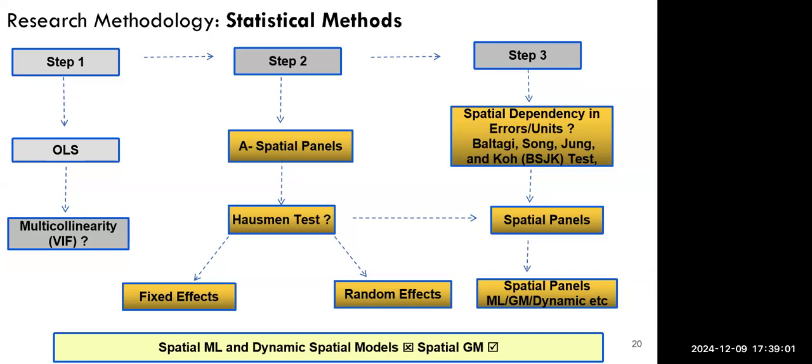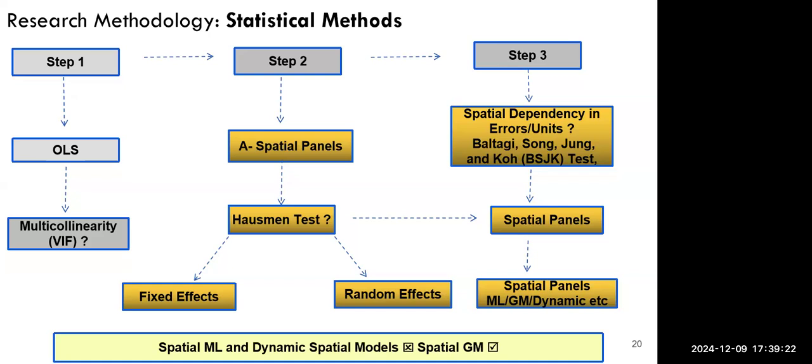I then tried spatial panels before turning to spatial panel estimation. And to decide about fixed effects or random effects, we need to run Hausman tests. So it turned out that fixed effects were more suitable than random effects.